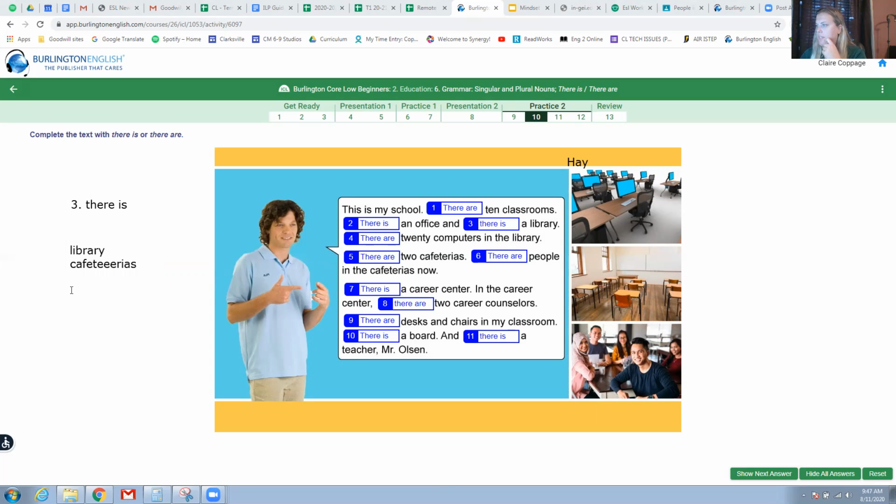Cafeteria. One more. This is career. Career. Good. Career. Good. And the last one, we got to sound like, is it como serpientes? Desks. Desks. Good. Desks. Ooh, snakes. Okay. Good job. All righty. Let's go on to the next practice.